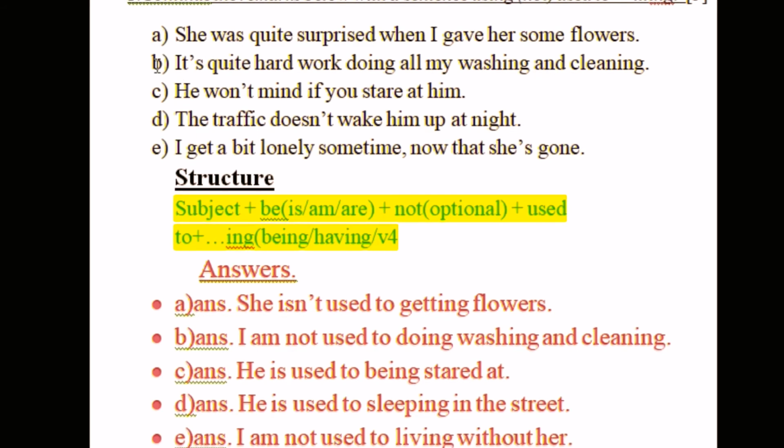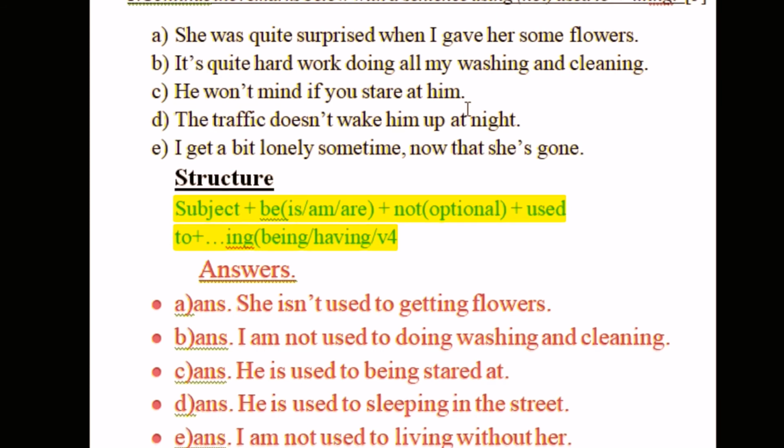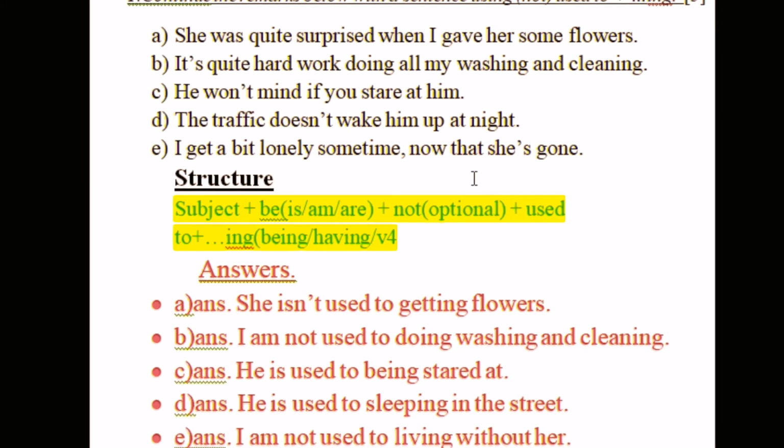So option C there. He won't mind if you stare at him. So it means he's used to being stared at. Number D, the traffic doesn't wake him up at night. You can say he's used to sleeping in the street. And E, I get a bit lonely sometimes now that she has gone. You can say I'm not used to living without her. So you can analyze this sentence and find out the possible answer yourself.